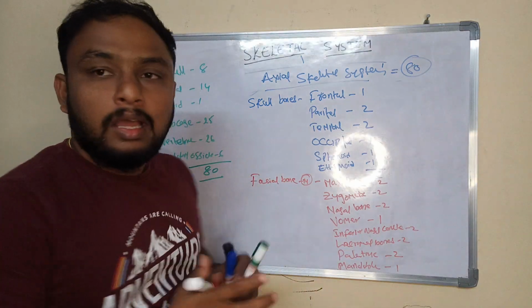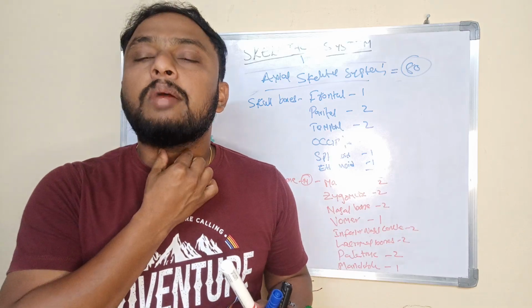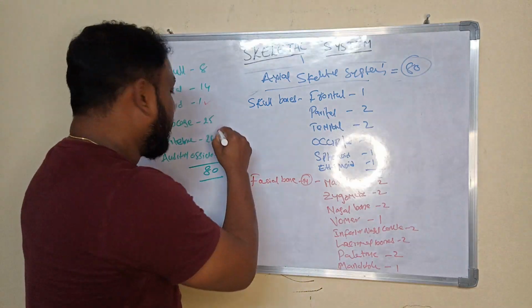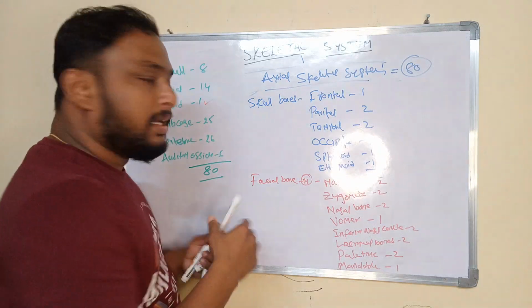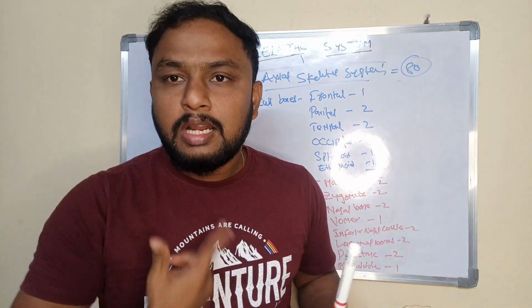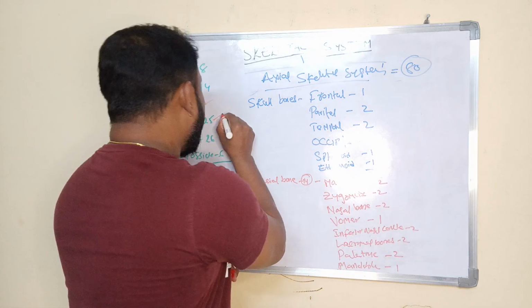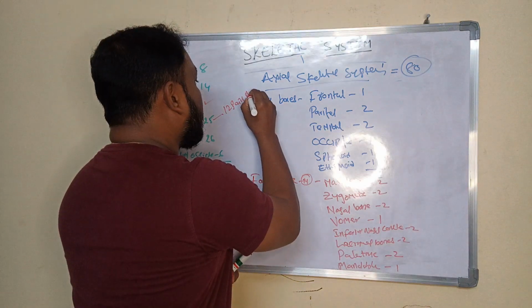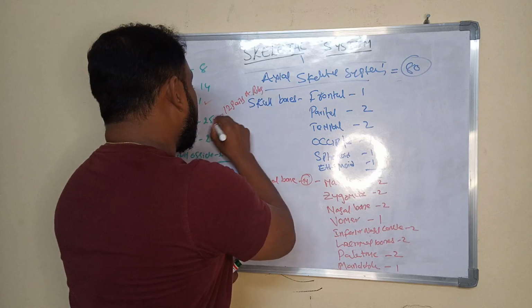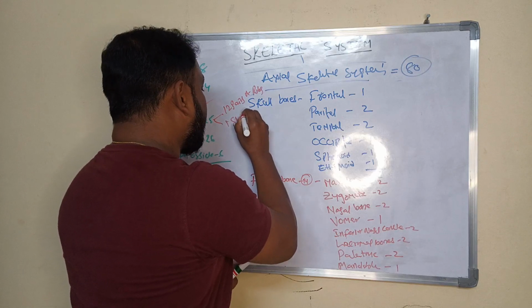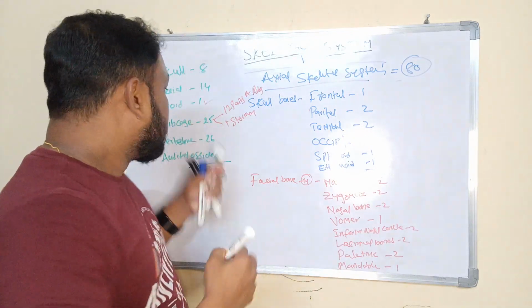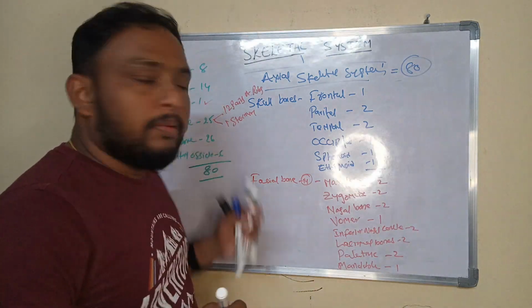Next, we will see the hyoid. The hyoid is a U-shaped bone present in the neck. And the rib cage has 12 pairs of ribs and one sternum. So this is about 25 bones.